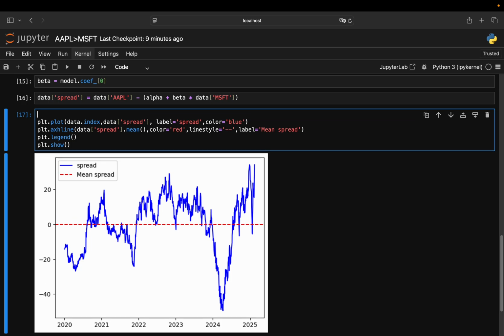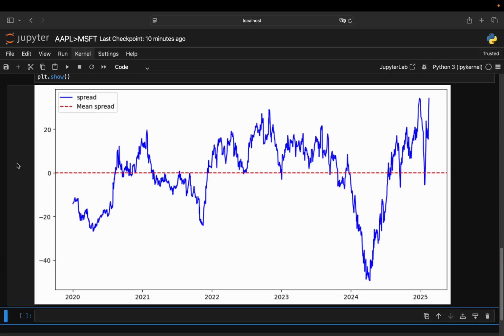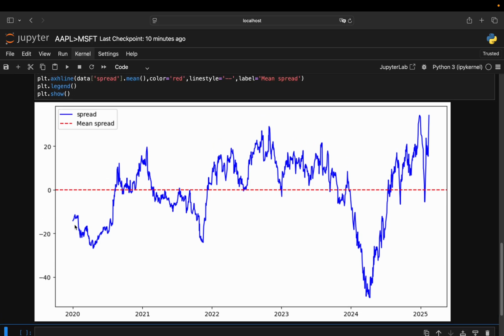This looks a bit off, sorry, making it a bit bigger here. Figure size 12, 6. Okay, that looks way better. And this is a very interesting chart here, right? You can see how the adjusted spread over time, so that is the blue line here, is fluctuating around its mean.